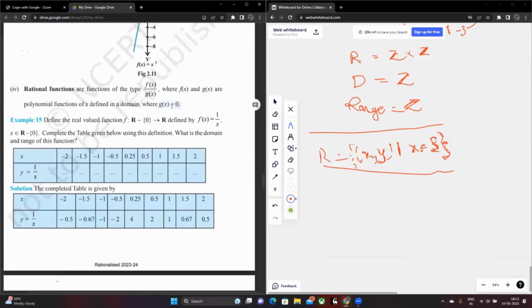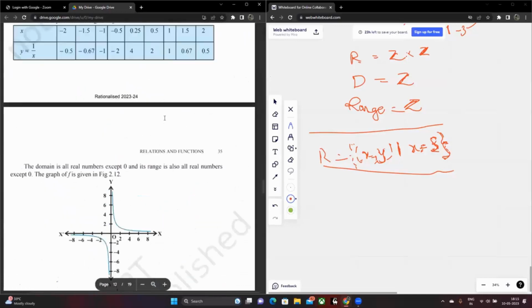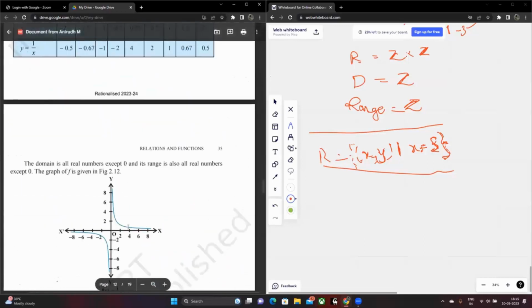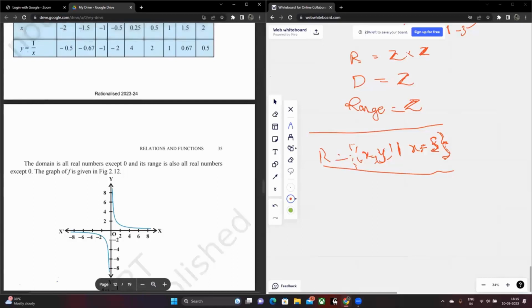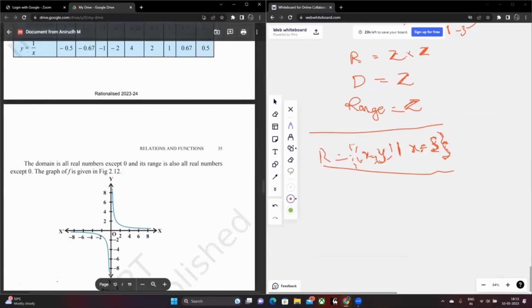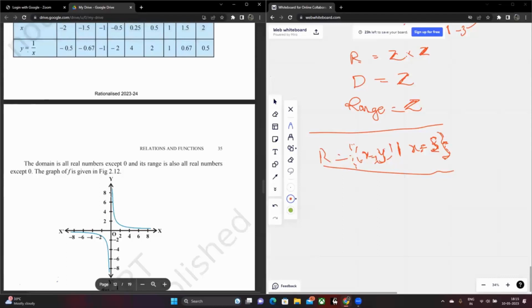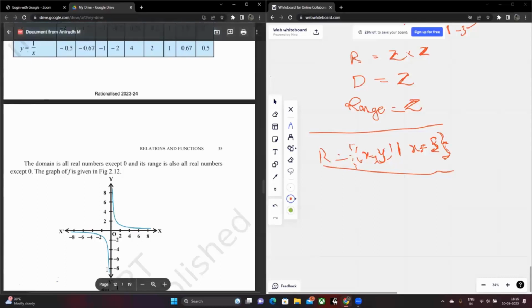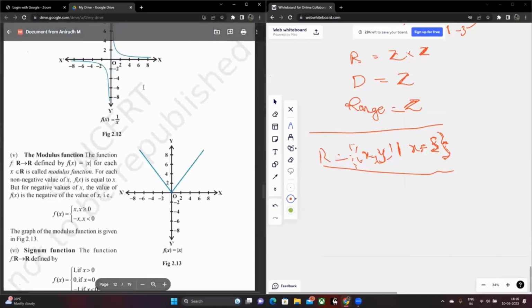Rational functions of the type f of x by g of x are special in the sense that g of x can never be equal to 0. This is a hyperbolic function, f of x equals 1 by x, and you can see that it is not defined at x equals 0. At x equals 0, the function tends to infinity or minus infinity as you approach from the negative or the positive side. The value of the function at 0 does not exist.